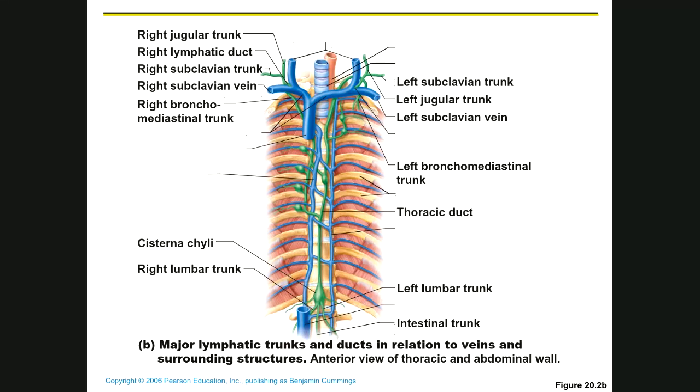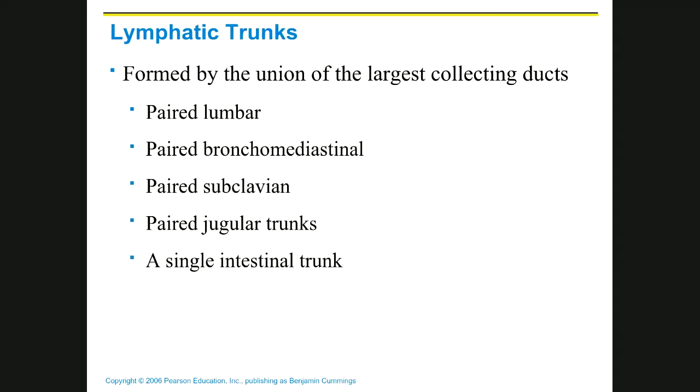The lymphatics then merge, and they form what are called trunks. When you look at trunks, there's 9 of them. Look, there are 2 lumbar, 2 bronchomediastinal, 2 subclavian, 2 jugular, and 1 intestinal.